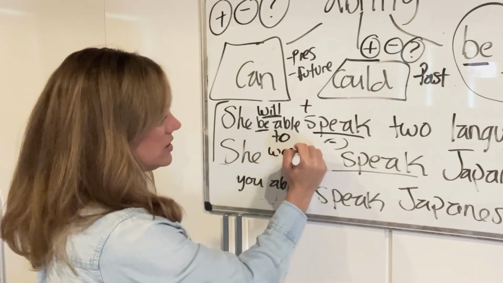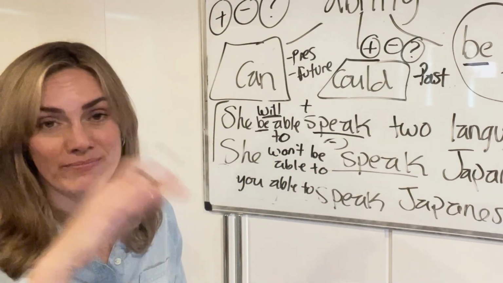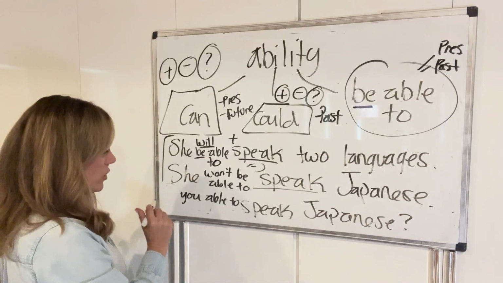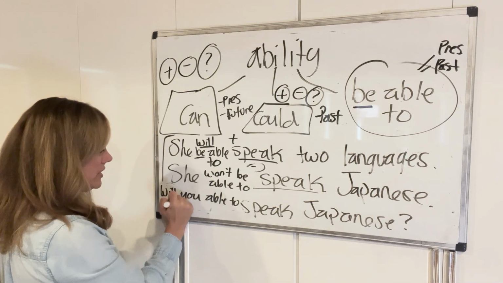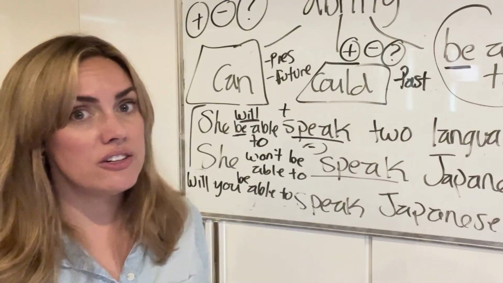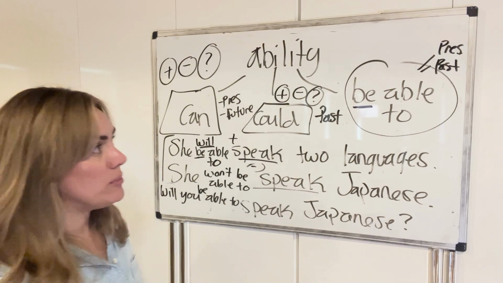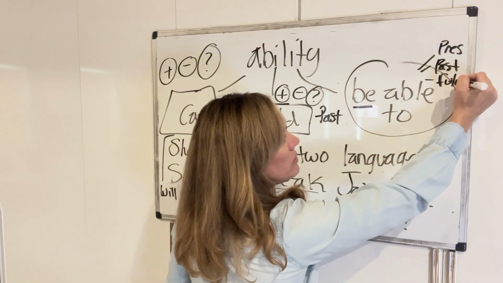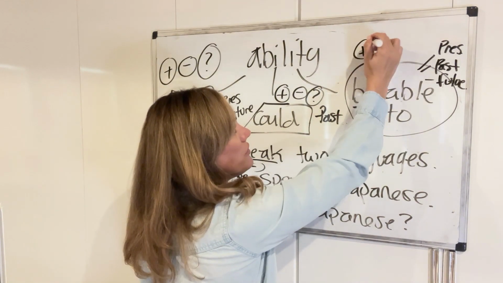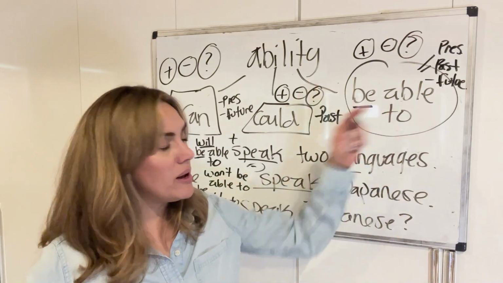She won't be able to speak Japanese by next year because she's not practicing enough. Or, will you be able to speak Japanese next year? Yes or no? So here I'm using future to use be able to. So you can use be able to with present, past, and future, and you can use it for affirmative, negative, and questions. So that's why I always say that be able to is my favorite.